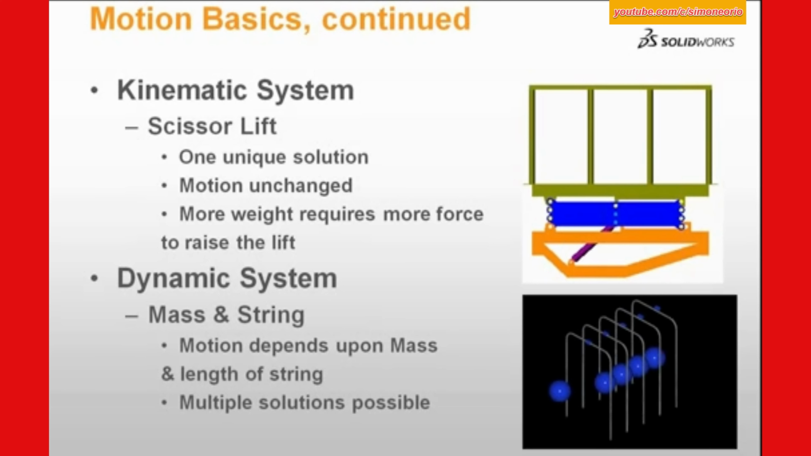Whereas a dynamic system, the mass and string example that I'm sure we've seen at one time or another, the motion of that system is really dependent on the mass of each of the weights and the length of each of the strings. In that particular instance, multiple solutions are possible based on simple changes to that system.